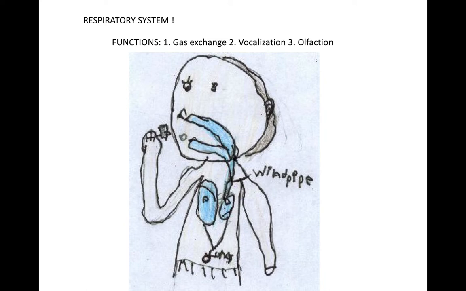Let's go through the functions of the respiratory system real quick. Gas exchange, of course. We need oxygen. All our tissues need oxygen to survive, and we need to get rid of that CO2. Vocalization, what is vocalization? That is using our vocal cords to produce sound. And olfaction, smell, we have our cranial nerve 1, the olfactory nerve, sitting on our cribriform plate with little sensory receptors hanging down into our nasal cavities so we can smell.